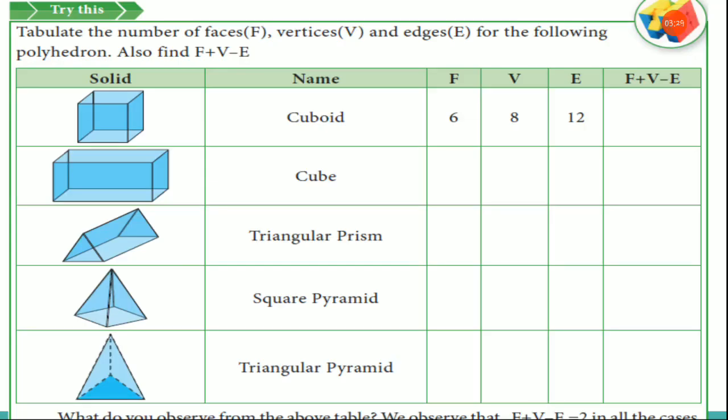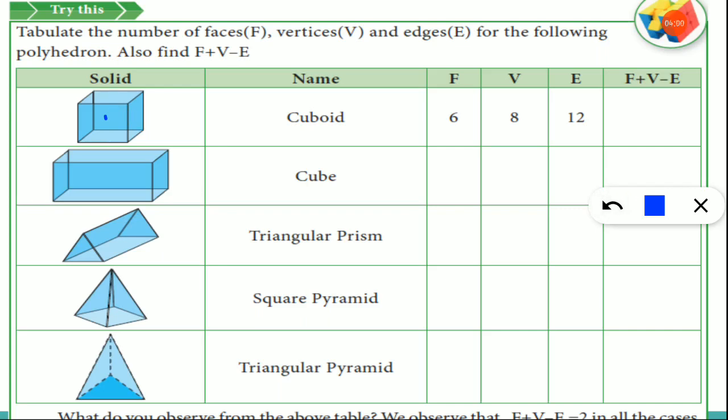Okay, now look at this table in our book that is given. First, they have solved for cuboid. So, what is the face of this cuboid? This is 1 and this portion is 2 and this portion is 3. This is 4. Again, the back side portion is 5 and the top side is 6. Okay. Now, the edges.